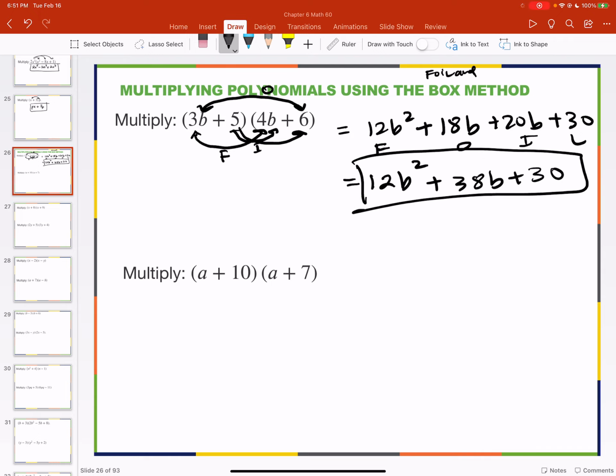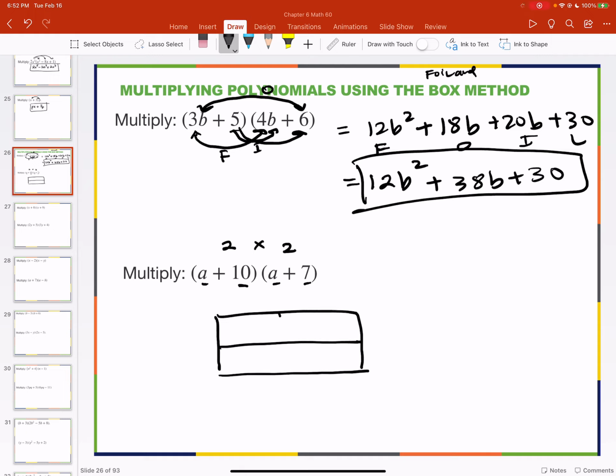So remember, you can only really FOIL using binomials. So the box method can be used for all kinds of situations, and that's why I prefer it. So let me go ahead and go through that. For the box method, first you need to count how many terms are in whatever you're multiplying. So this is 2 terms, and this one has 2 terms. They're binomials. So you need a 2 by 2 box. So there's my box, 2 by 2.